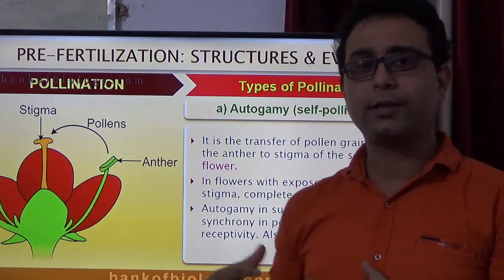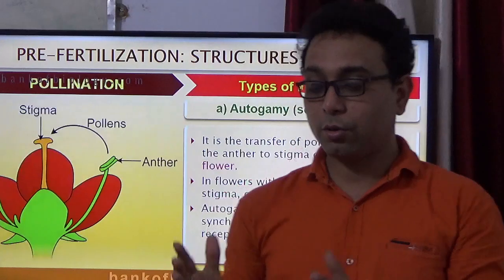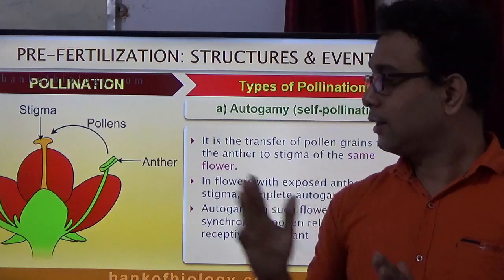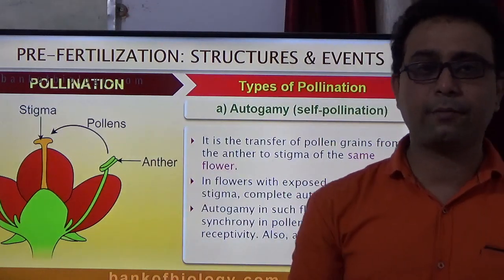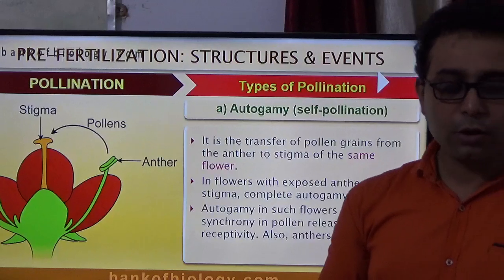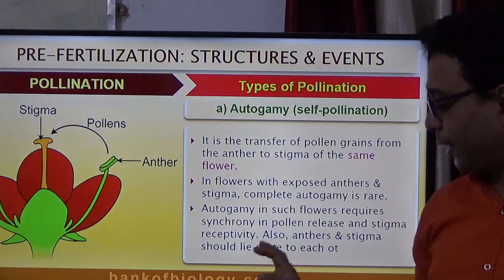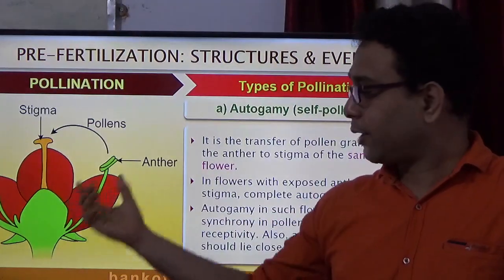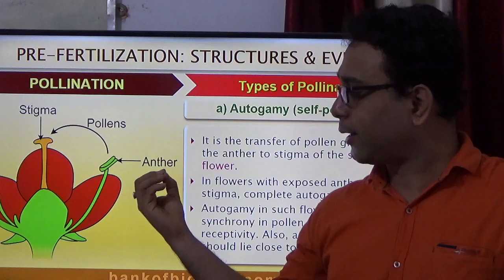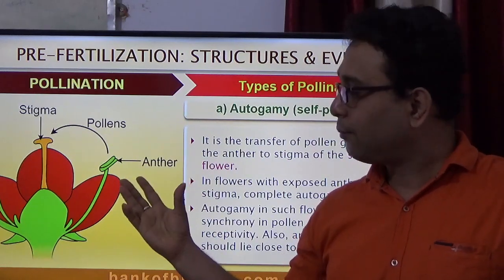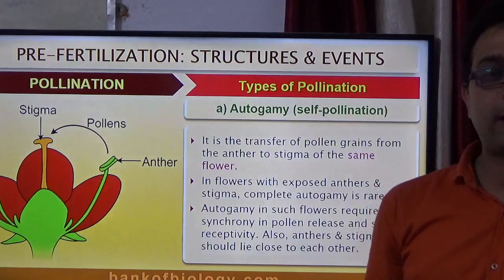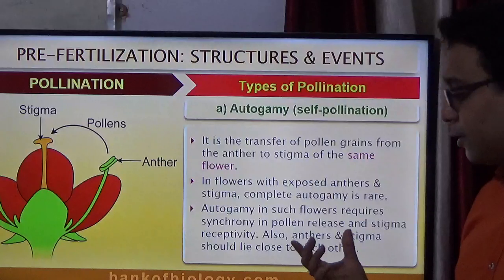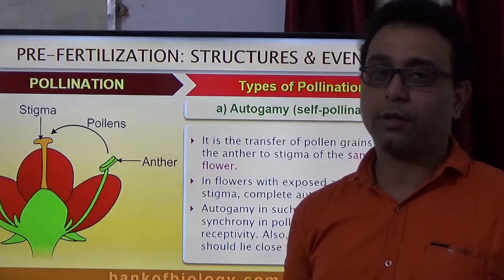So what is their utility? No utility. So when the male and female parts synchronously correlate their action, self-pollination happens very easily. Also, the anther and stigma should lie close to each other. That time it is easy to transfer the pollen grains. Otherwise pollen grains are released when the anther dehisces, but they do not reach the stigma. So that time also self-pollination does not happen. So this is also an important requirement for self-pollination.